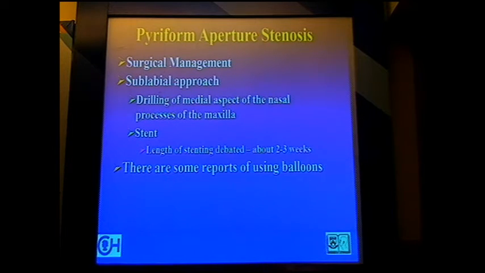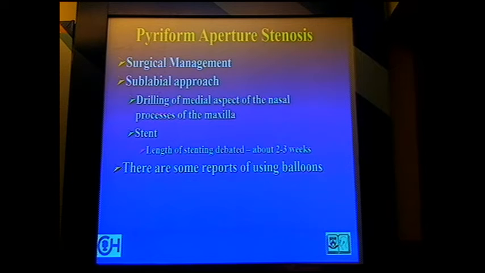The length of stenting has been debated. There are some people who say it should be longer, 10 to 14 days, and other people who say they take the stent out at 2 weeks. So there is debate on the length of stenting. One thing we need to make sure of is that if you do stent, you don't want the stent to get too large, because otherwise there's too much pressure on the septum, and you can actually develop a septal perforation.